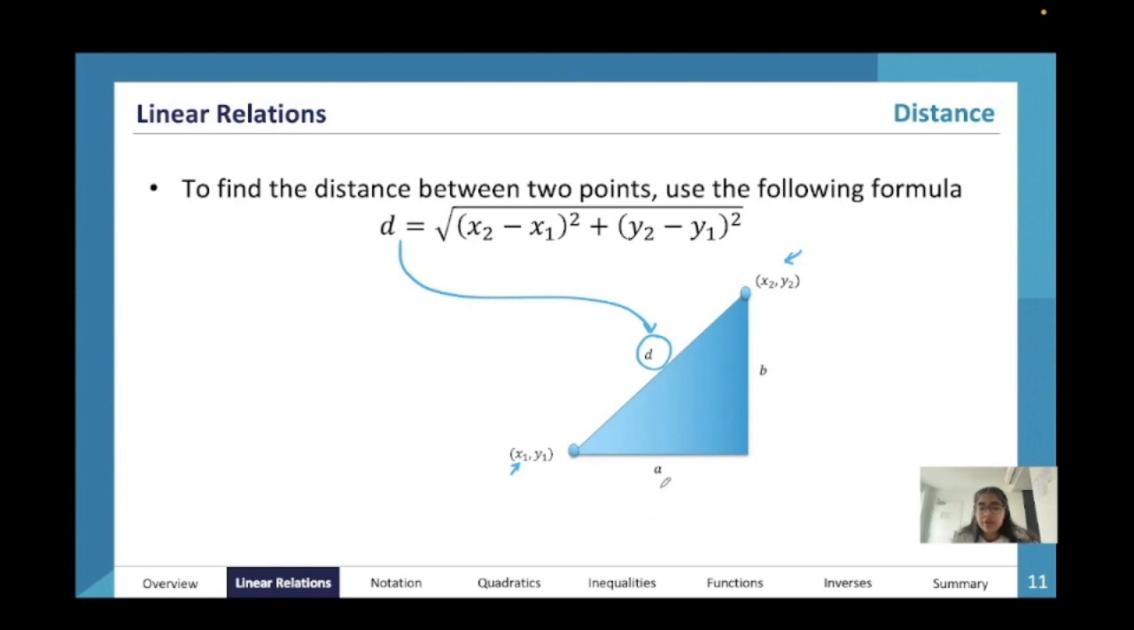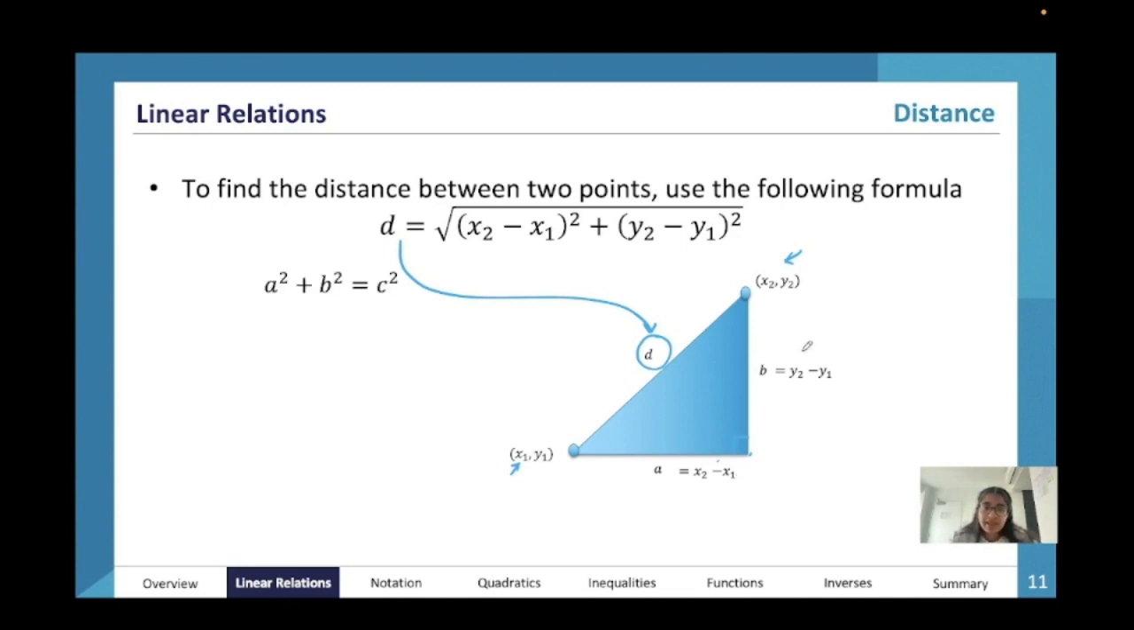You've got A, B, and D. Keep in mind, this is a right angle triangle. Hopefully it's looking familiar now. You want to find the hypotenuse, so hopefully Pythagoras is coming to your mind. A is the horizontal distance, from here to here: x2 minus x1. And B is the vertical distance: y2 minus y1. That will give us our vertical distance in this scenario.